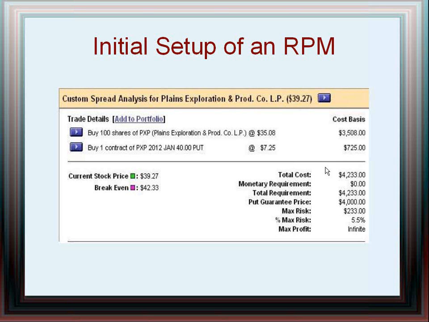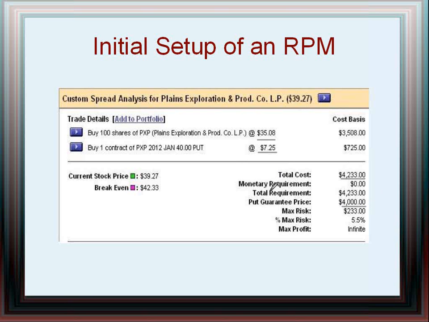We're going to take a look real quick at this position on the Power Options tools. This is the custom spread tool with a profit and loss chart. And we're just going to take a look at this with 100 shares at 35.08. We're going to buy one January 40 strike put for $7.25. Our total monetary investment, $4,233, guaranteed by the put.